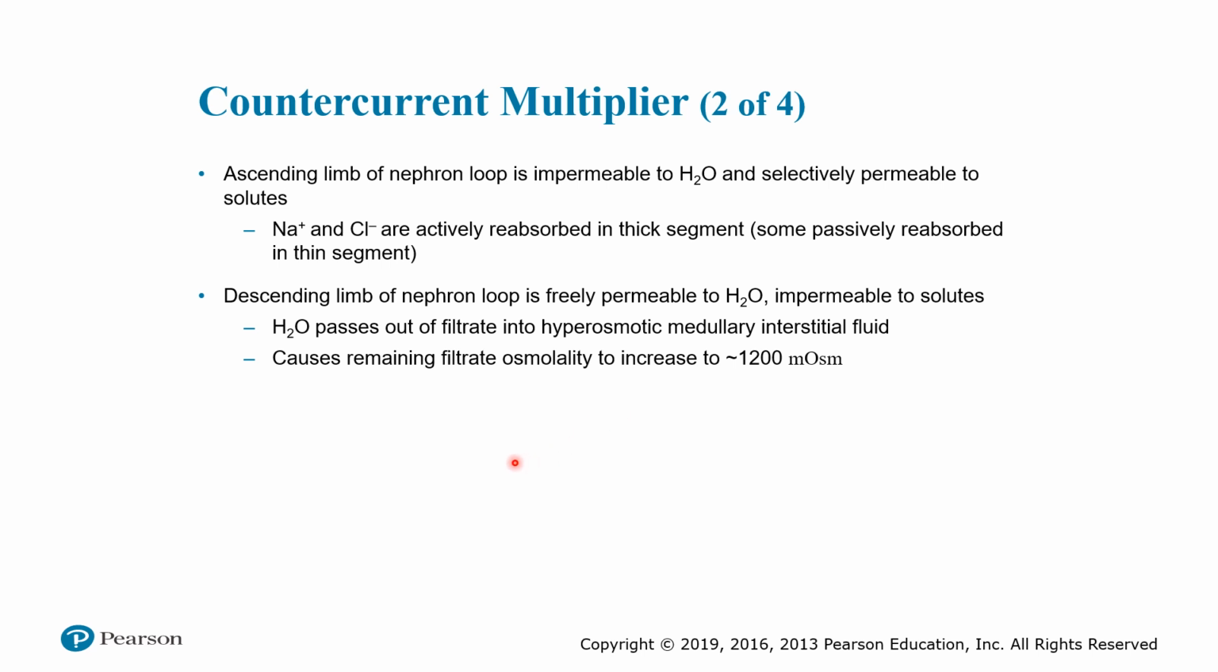This slide just says the things I already said. I'll quickly go over them and then we will go to the diagram. So the ascending limb of the loop is the main character. Just consider the ascending limb of the nephron loop, the one which is going to start everything. It is impermeable to water and selectively permeable to the solutes.